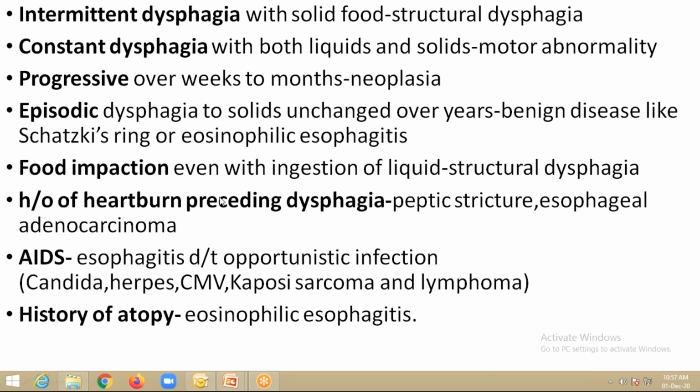Food impaction even with ingestion of liquid means we have to suspect structural dysphagia. History of heartburn preceding dysphagia: suspect peptic stricture or esophageal adenocarcinoma. AIDS esophagus is due to opportunistic infections like Candida, herpes, CMV, Kaposi sarcoma, and lymphoma. History of atopy suggests eosinophilic esophagitis.